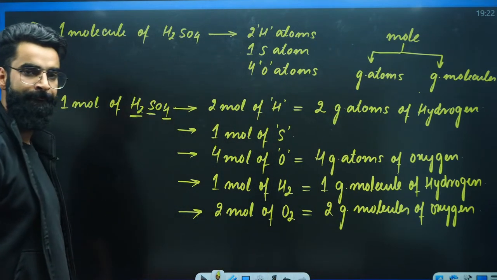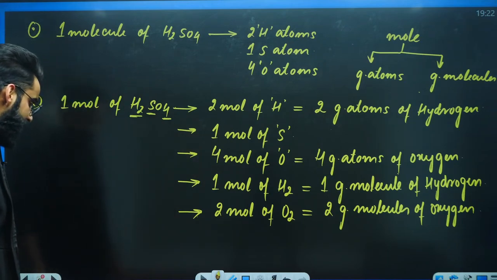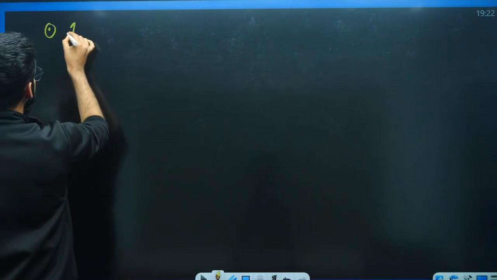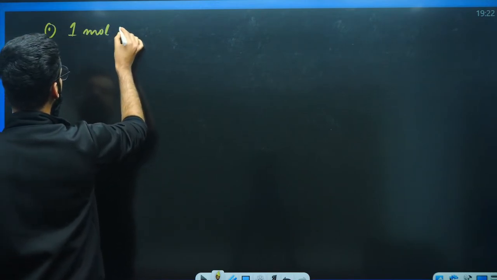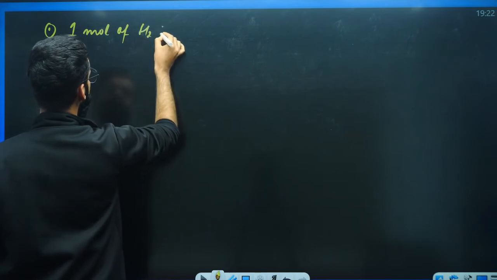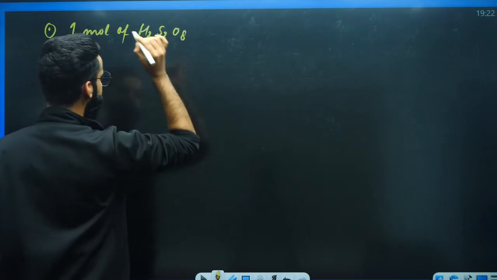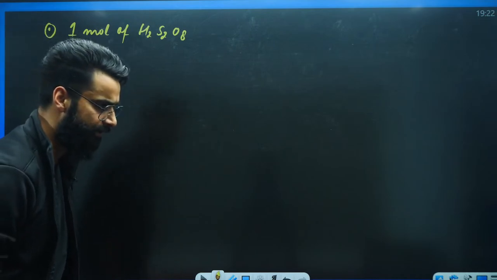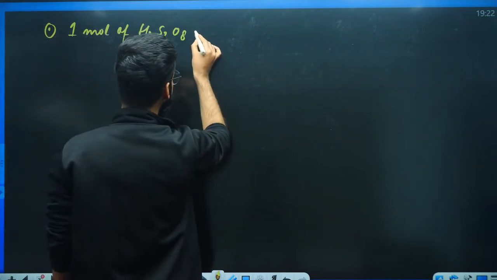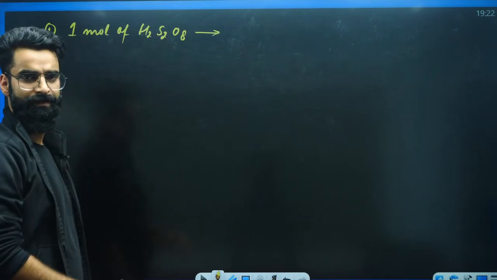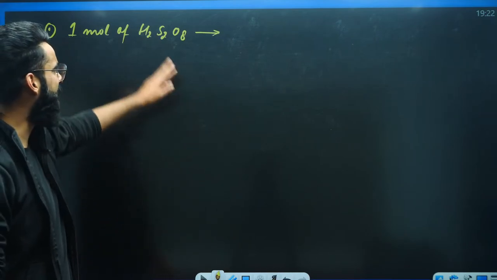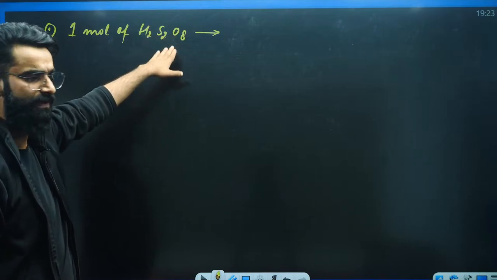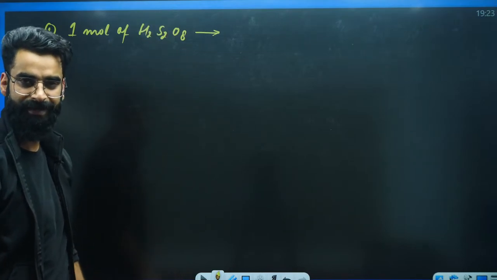Let me take one more example, then I'll be satisfied that you got to know properly, okay? And you are going to let me know in the chats. For example, I'm writing 1 mole of H2S2O8. Let's try to write everything in the atomic form first. I'm going to take hydrogen in atomic form, sulfur in atomic form, oxygen in atomic form as well.